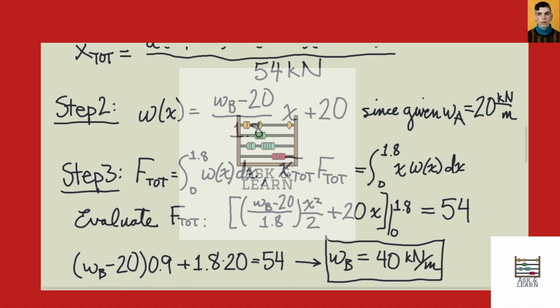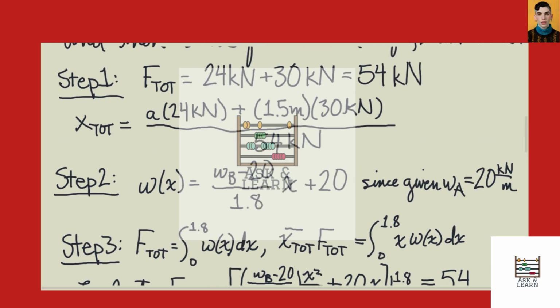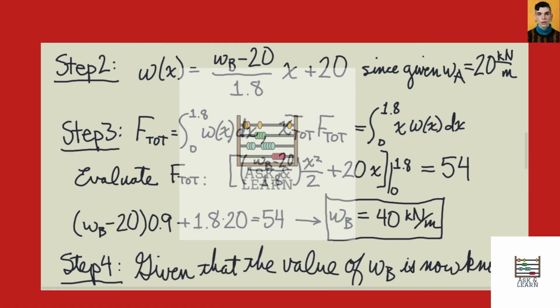We first evaluate the total reaction force, that which exactly counters the total load, evaluating our linear function that we derived here. The x term goes to x squared over 2. The constant term goes to 20x. And we're going to evaluate from 1.8 to 0. And since it exactly opposes the total load, we can put that here as 54. We're not going to worry about signs here. We're going to leave these as magnitudes.